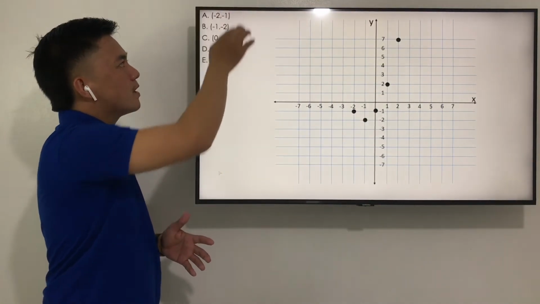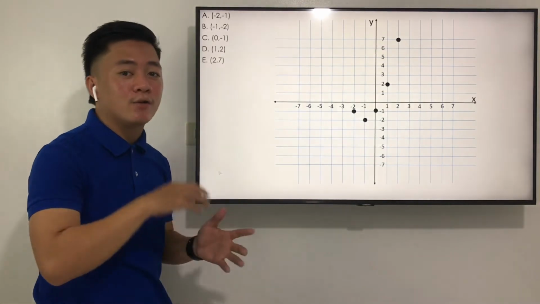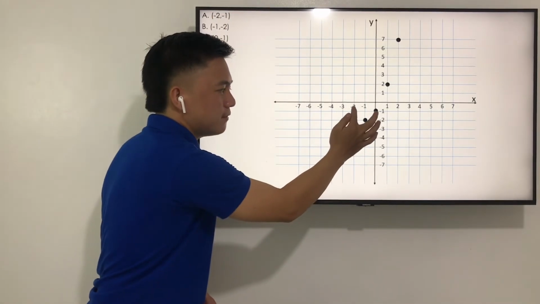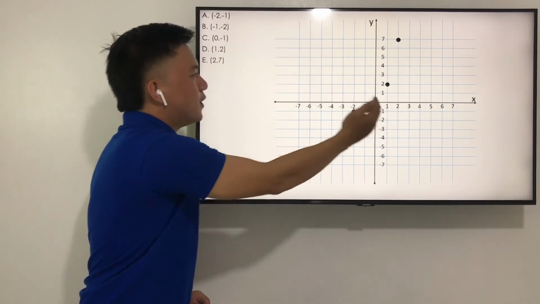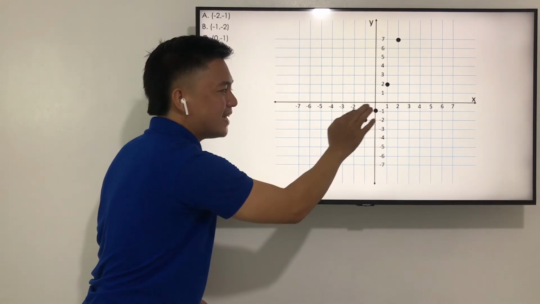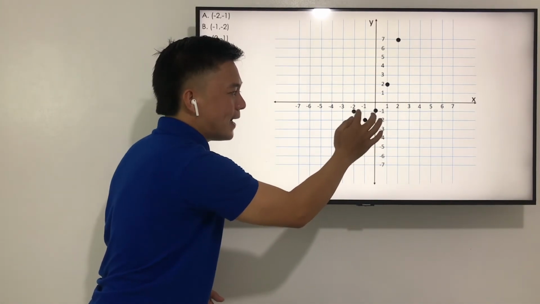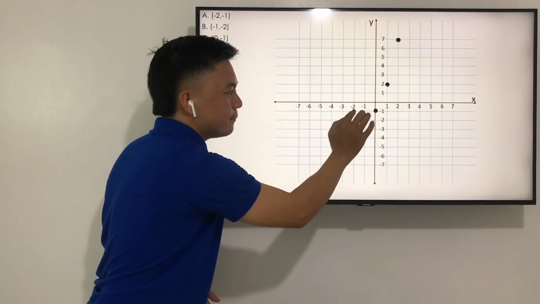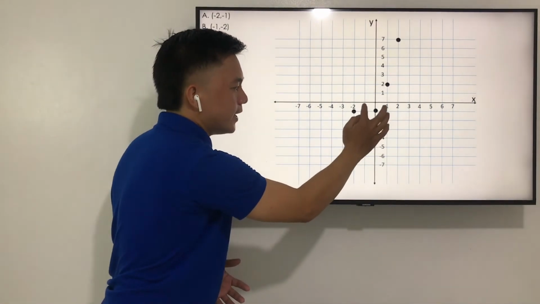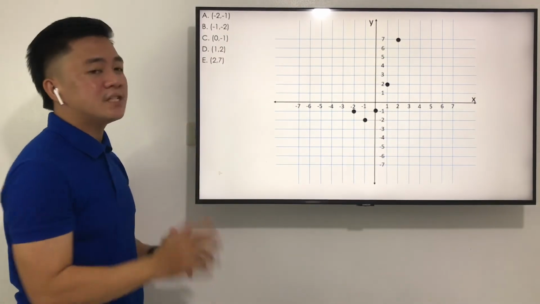First is si A, which is negative 2 and negative 1. Tandaan natin si X muna bago si Y. So dun muna tayo sa pahiga. Tingnan natin si negative 2. Ito si negative 2. And then, negative 1, doon naman tayo sa patayo. Ito si negative 1. Kung saan sila mag-i-intersect, kung saan sila magkikita, doon yung point natin or yung plot, doon natin siya ipa-plot. So, negative 2 and negative 1, dito yan. Next is negative 1 and negative 2. So, dito sila mag-i-intersect.